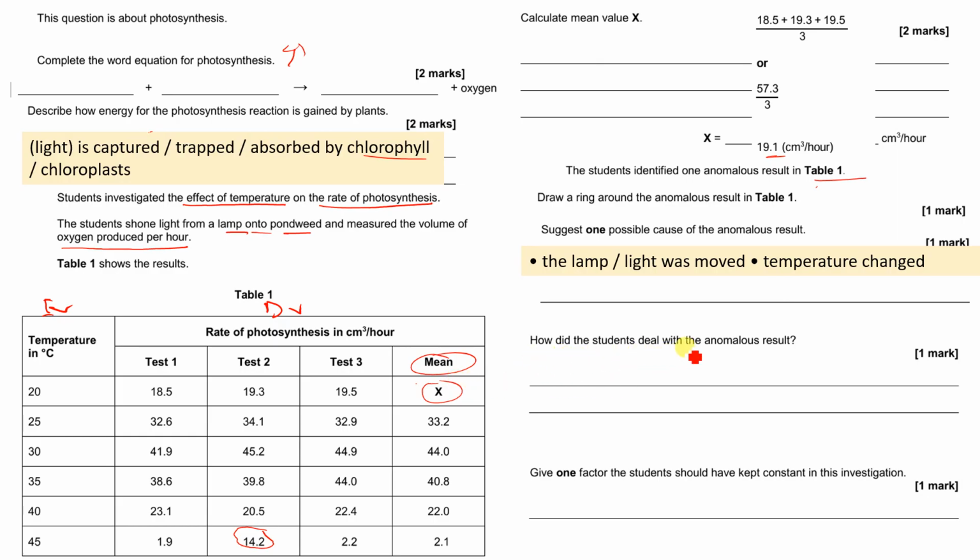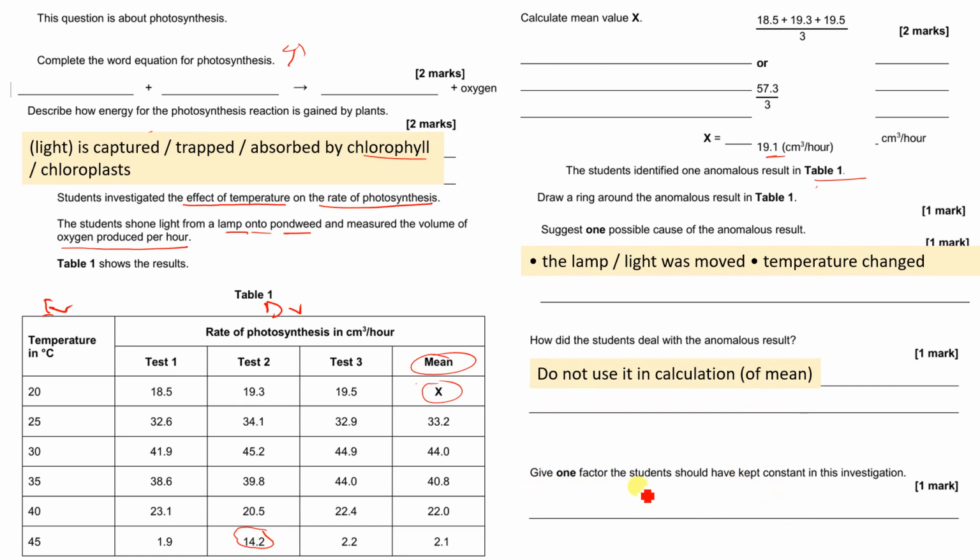Now, how did the student deal with the anomalous result? To deal with the anomalous result, you don't use it to calculate the mean. So in this case, you can just calculate the mean with 2.2 plus 1.9 divided by 2, because this is anomalous. So do not use it in calculating the mean.